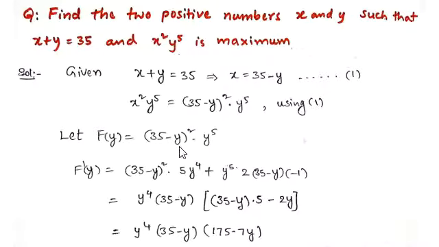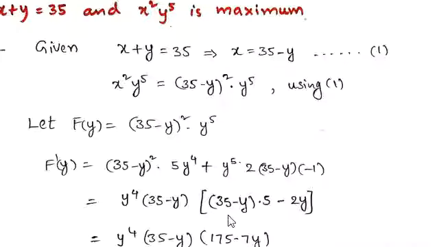When you use the UV formula, it is u into v dash plus v into u dash, where this is u and this is v. First, u is 35 minus y whole square, and v dash, the derivative of y to the power of 5 with respect to y, is 5 into y to the power of 4, using x to the power of n gives n into x to the power of n minus 1. So in place of n we have 5 and in place of x we have y, so 5 into y to the power of 5 minus 1, which is 4.